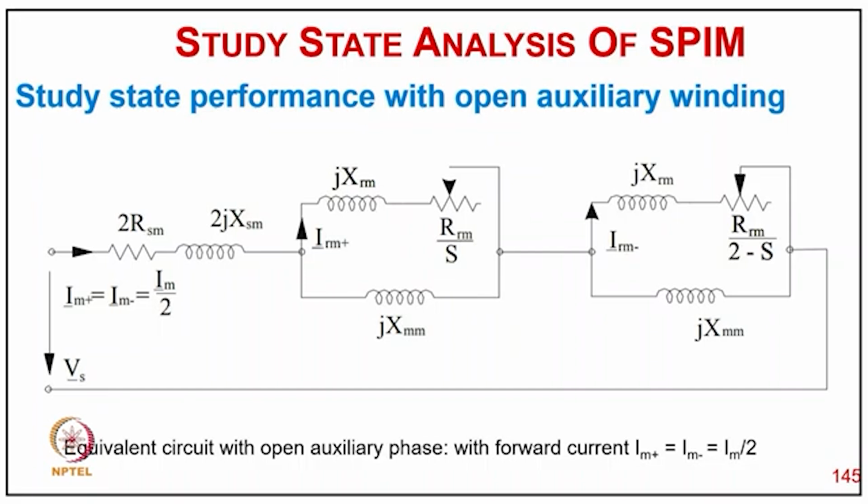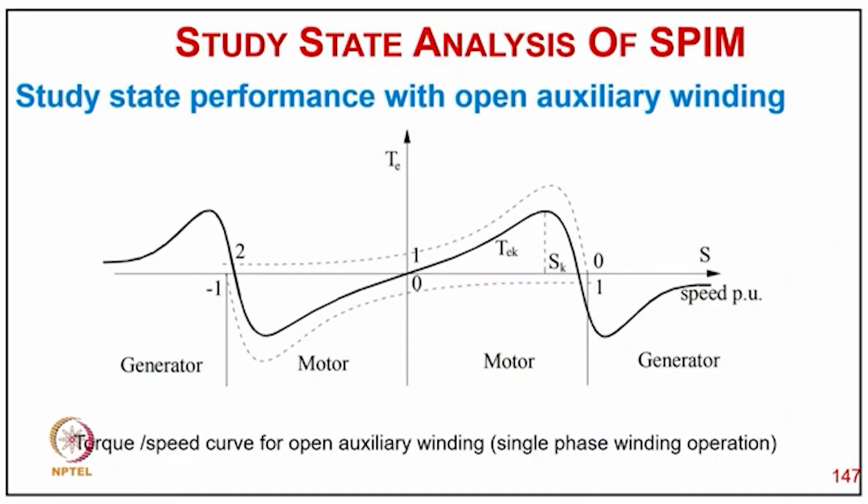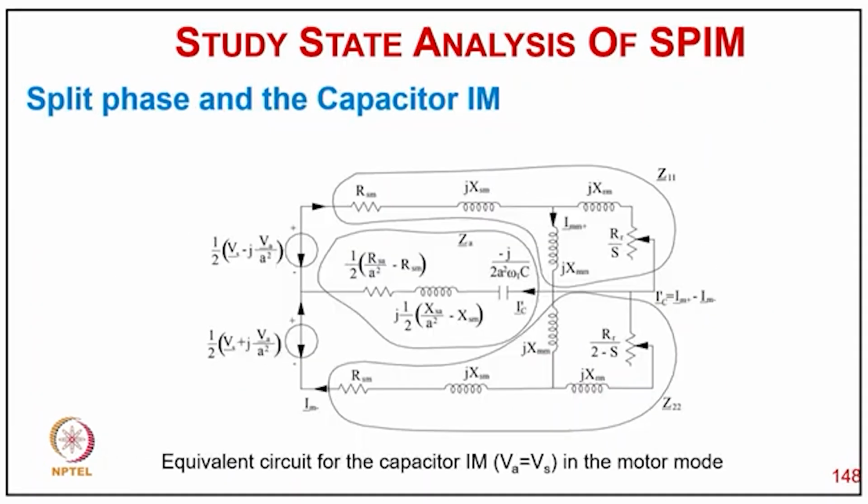And of course the developed torque you can find out with the main winding: T equal to 2 Rr P1 upon omega 1 in bracket (IRm square upon S minus IRm square upon 2 minus S), Im equal to Vs upon Rsm plus jXm in bracket Zr plus upon 2 plus Zr minus by 2, and we have a steady state performance with open auxiliary winding. You can see the developed torque, and you have a torque characteristic in motoring for forward field as well as backward field, and typically with the starting torque 0, in generating region and motoring region.